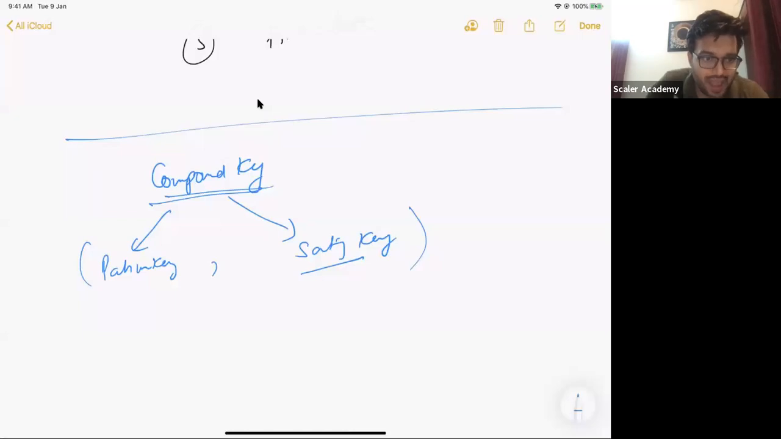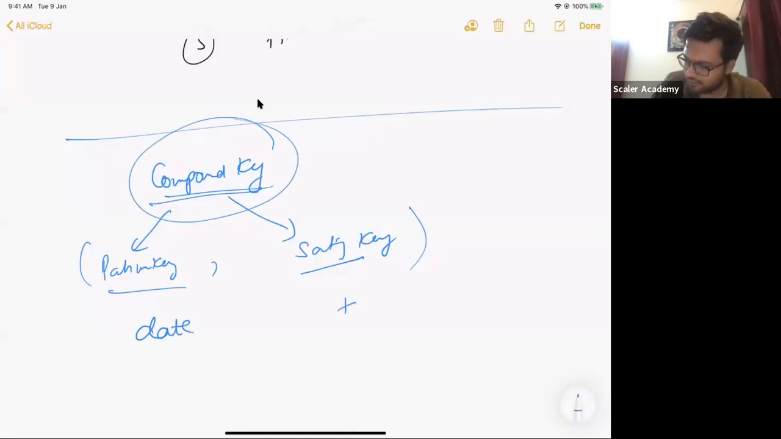Right. So once you know the concept of compound key, can you tell me a good partition key? I would say a good partition key would be date, and a good sorting key would be time. Does that make sense to everybody? So basically a good partition key would be date and a good sorting key would be time.